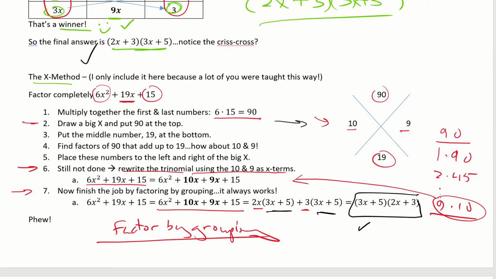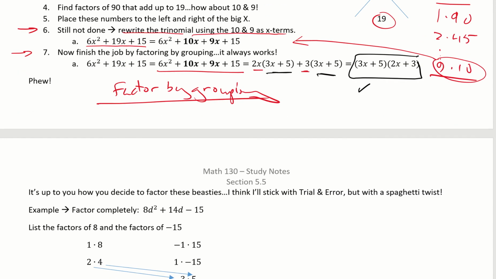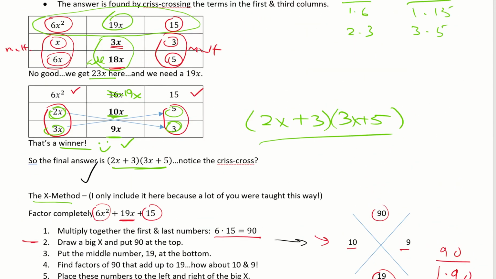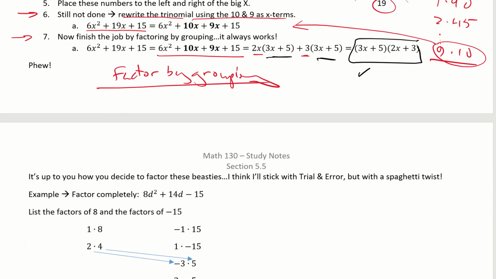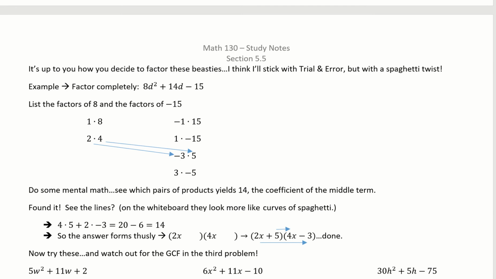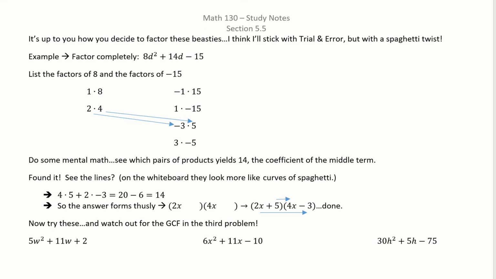I don't think too many people are going to do the table method and kind of wonder, why did I put that in there? It's an alternative to trial and error. You put it in a table. You might like it. Then watch the video a few times. You might ask for it in class. Okay, and we can do it during Zoom. So it's up to you how you decide to factor these beasties. I think I'll stick with trial and error with a spaghetti twist.